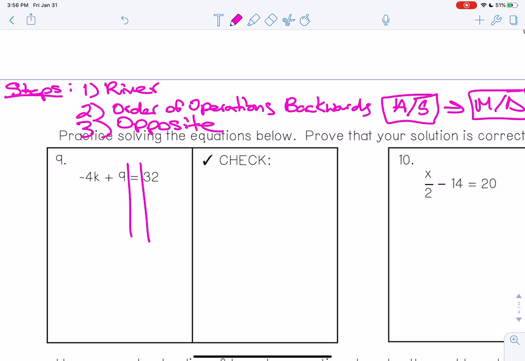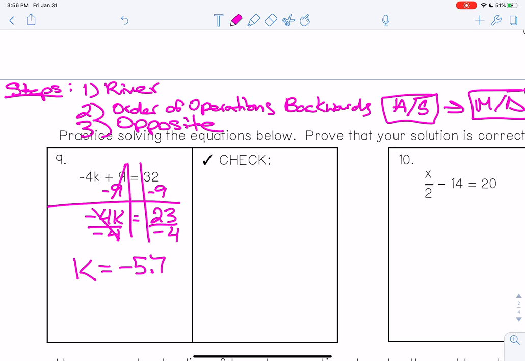So step 3, we do the opposite. So the opposite of adding 9 would be subtracting 9. And whatever I do to one side of the river, I have to do to the other. The 9's cancel out, and I get -4k equals 32 minus 9, which is 23. Once again, I do the opposite operation, so I have a -4 times k, so the opposite would be to divide. The 4's cancel out, and I get k equals -5.75. And that is my answer.